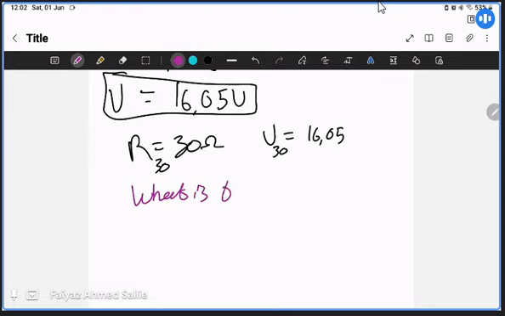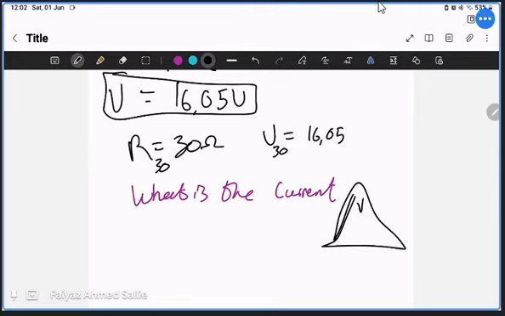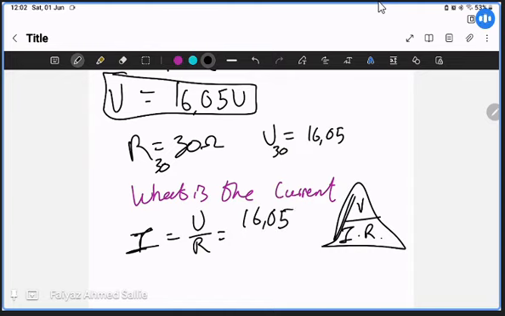What is the current? So our triangle is V over IR, and I is equal to V over R. So it's going to be 5 over resistor.